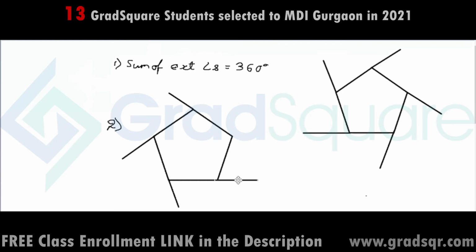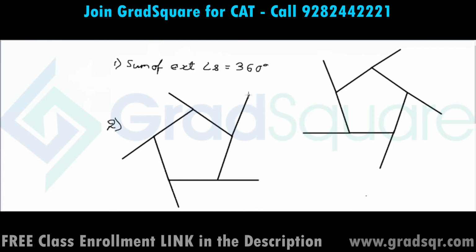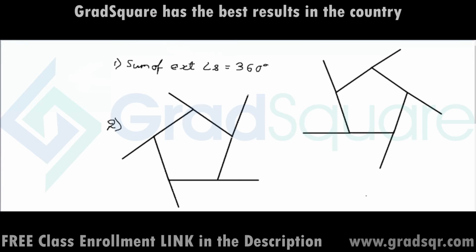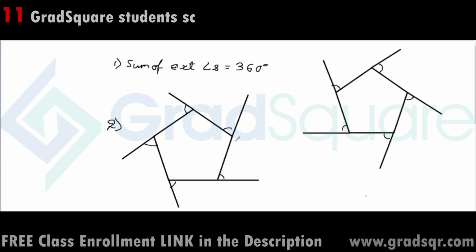But now the question is, when I'm saying that the sum of exterior angles of a polygon is 360 degrees, do I mean that the sum of all 10 of these is 360? I absolutely do not. So when this property says the sum of exterior angles of a polygon is 360 degrees, it means the sum of these 5 exterior angles is 360 and the sum of these 5 exterior angles is 360. All right. So this is the first fundamental property for all polygons.